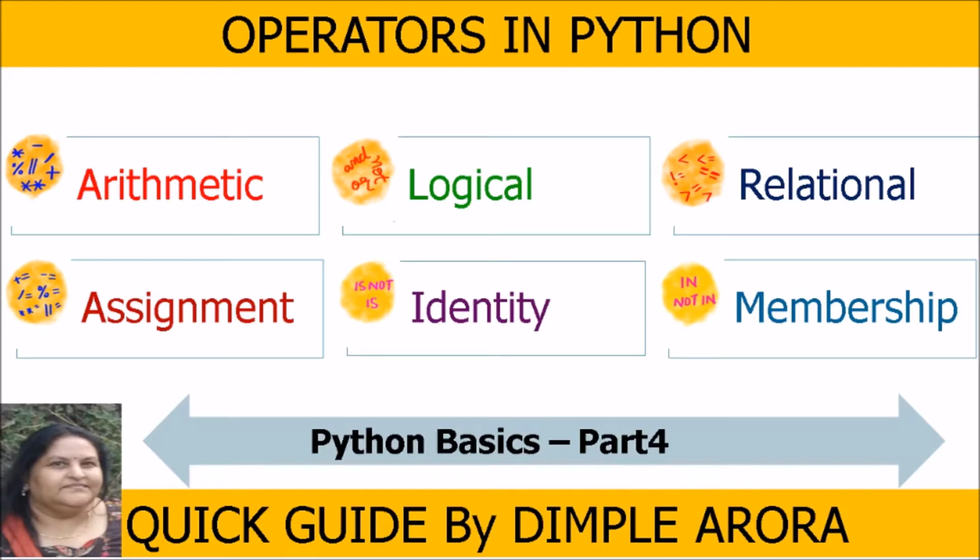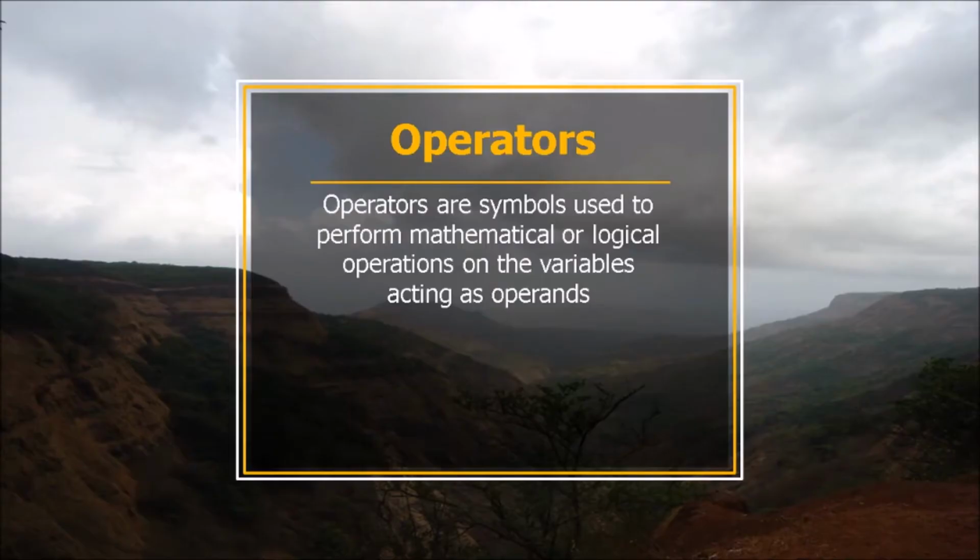We have many types of operators in Python. We are going to learn arithmetic, logical, relational, assignment, identity and membership operators. So first of all, we must know what operators are. Operators are the symbols used to perform mathematical or logical operations on the variables acting as operands.